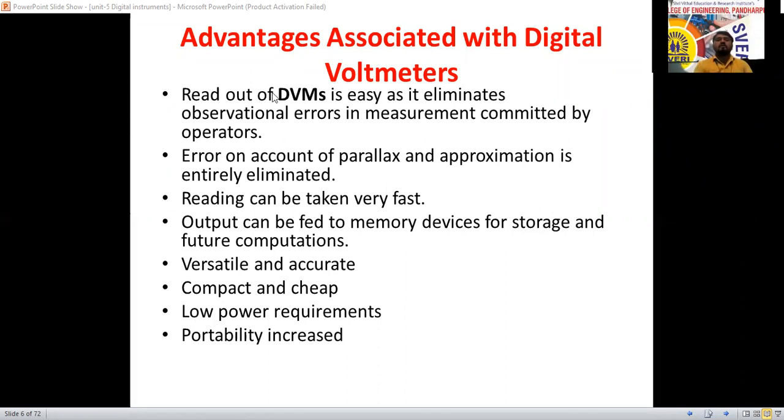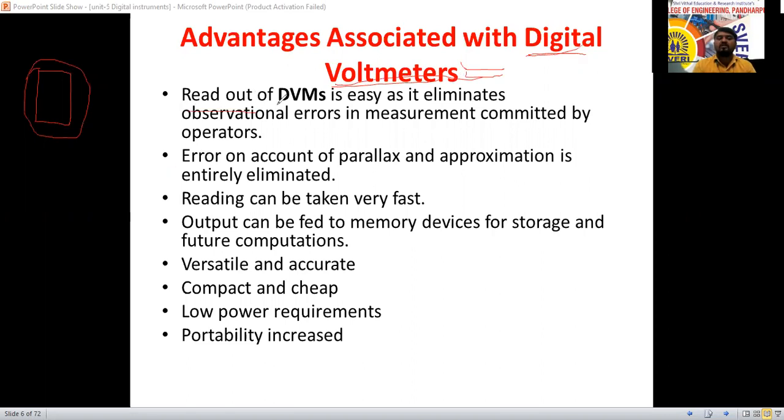Okay, so advantages associated with digital voltmeters here. What are the advantages of digital voltmeters? We are going to discuss now. Analog voltmeters are replaced by digital voltmeters, which means they should have some advantages. Because of that only, the analog voltmeters are being replaced by digital voltmeters. Yes or no? That is the reason, and we are going to discuss the advantages here.